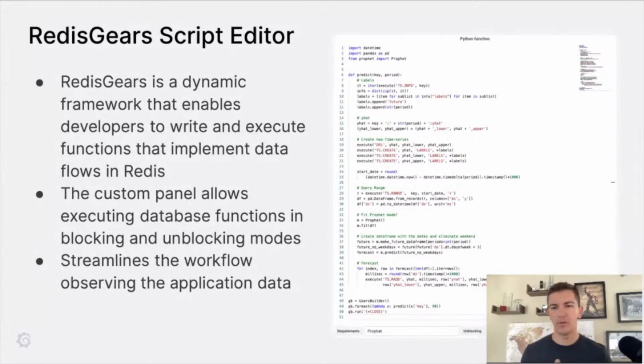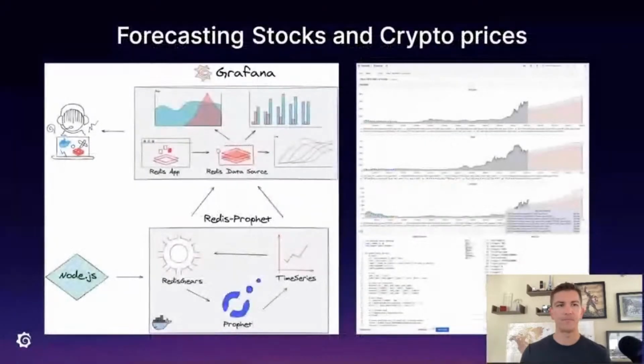Another panel I want to discuss today is the Redis Gears script editor. Redis Gears is a dynamic framework that implements data flow in Redis. This panel allows you to edit and execute this function in blocking and unblocking mode. And having this panel with application data, with additional panels, can streamline your workflow to deploy and develop your applications.